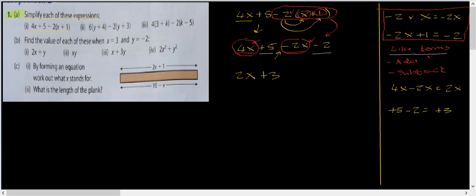So 2x plus 3. So what we've done is, this here, this is your answer. So we've taken this expression here, which is this one here in your question, and we have simplified it. So now it looks like that. So that would be the answer. This is the answer to question 1. Okay, so let's remove that and let's move on to the next one.